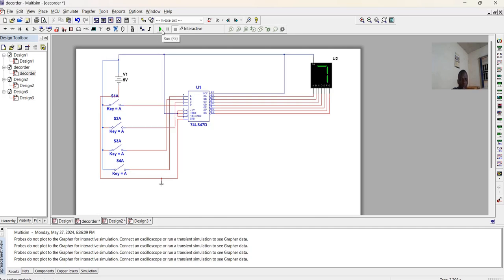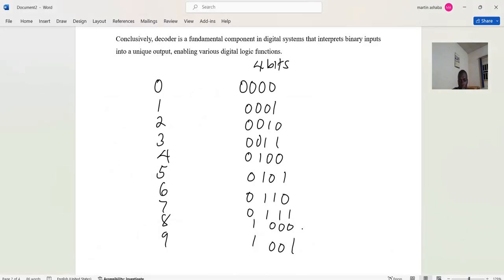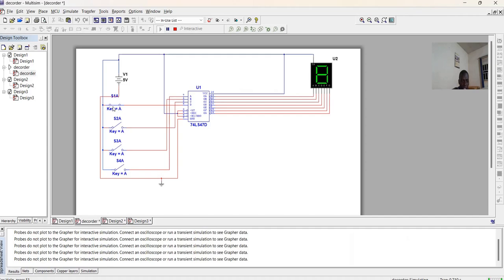So I'm going to run. When I run, obviously, you can see I have 0, 0, 0, 0, so my display should show me a 0. If I put my 1 here, it means I have 8, which corresponds to 1, 0, 0, 0. So you can see that if I have a high here, I have 0, I have 0, I have 0, my display is 8.